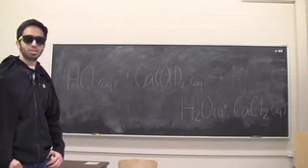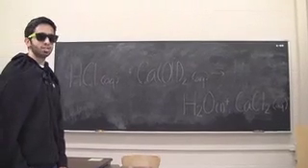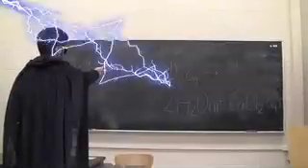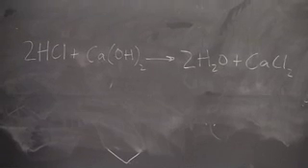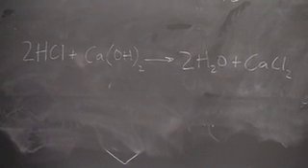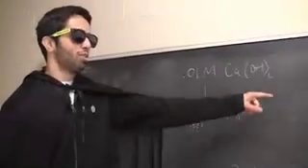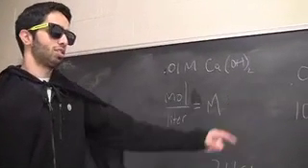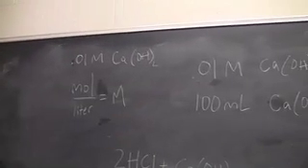We'll use this acid-base equation to figure out how to solve this problem. The first thing I like to do is balance it. Alright, now we have our equation. The first thing we need to do is determine how much acid is needed to neutralize this base. So we know that it's a 0.01 molar solution and that we have 100 milliliters of it. Knowing those two, we need to convert 100 milliliters into liters.